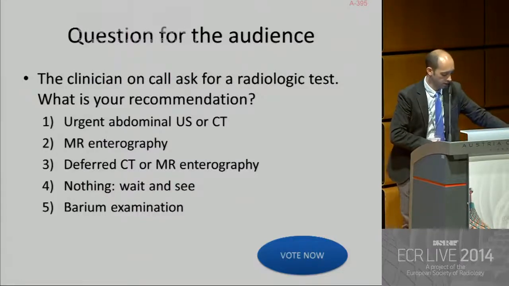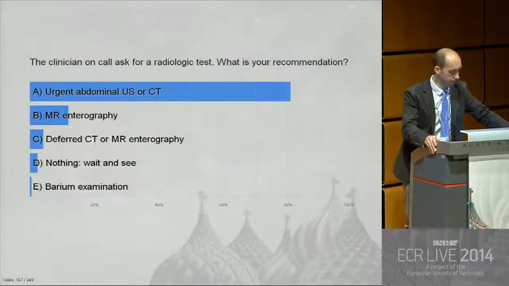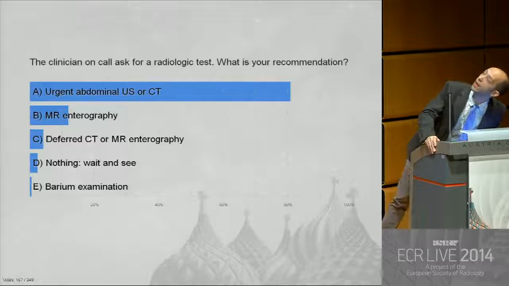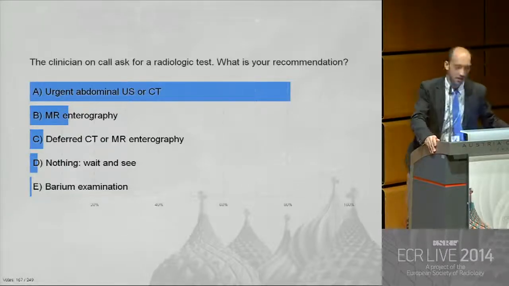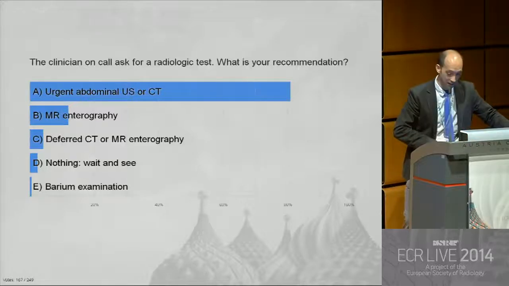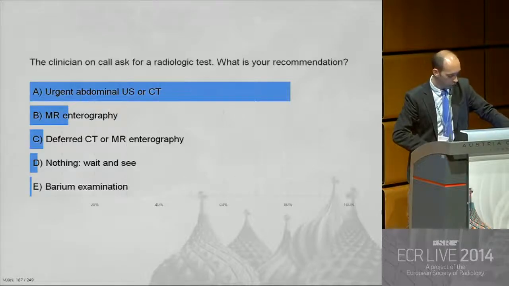Well, I will discuss the different options. So we are in front of an acute, urgent abdominal ultrasound or CT. I think this is the most common option, and adjusts to the reality of most institutions.